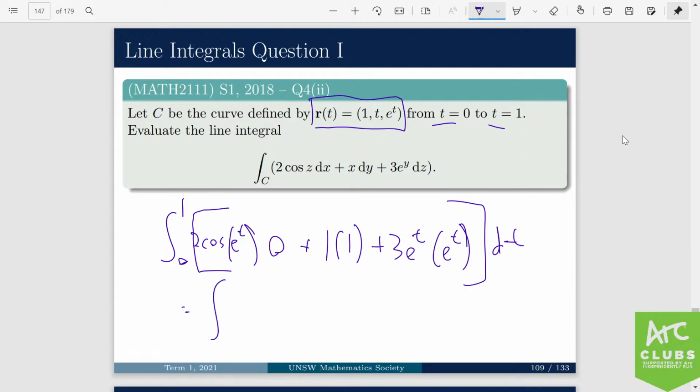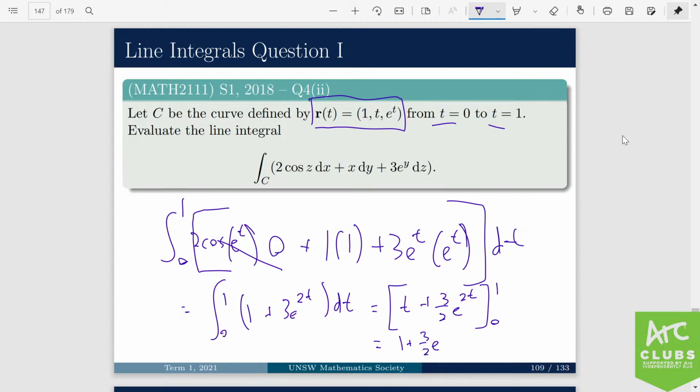So we can compute this. This is 0, so that's just 0. That's 1 plus 3e^(2t) dt. And hopefully you know your integrals. That's 3/2 e^(2t) from 0 to 1. So you plug in 1, you get 1 plus 3/2 e squared, and then plug in 0, so minus 3/2 e to the 2 times 0, that's just 1, so minus.